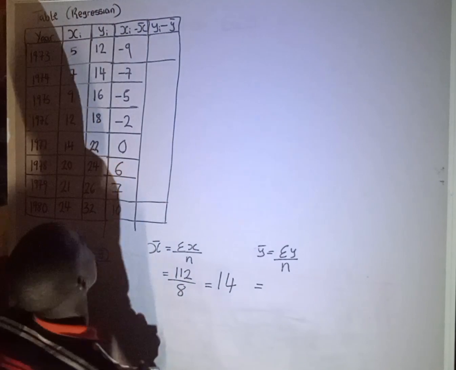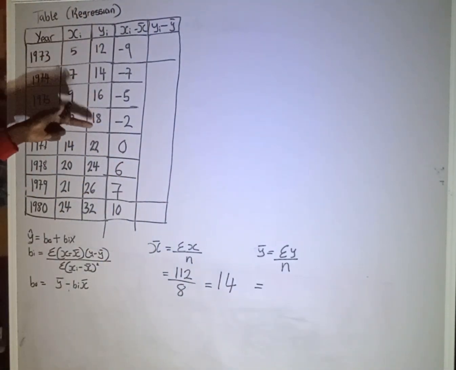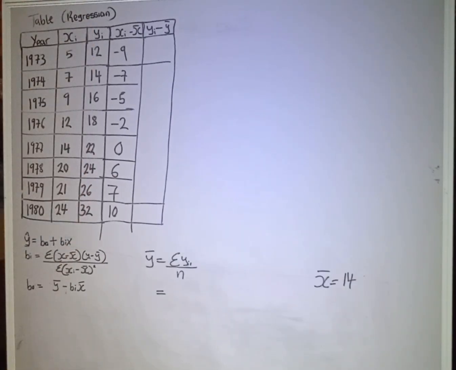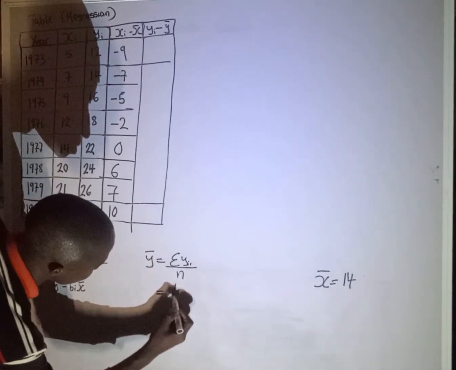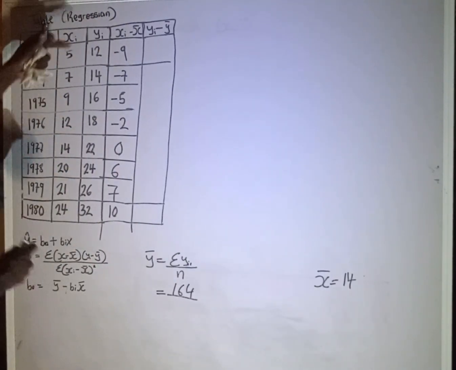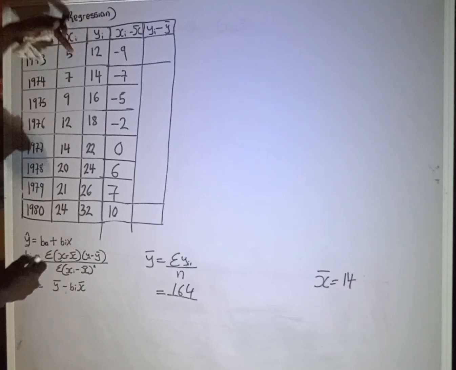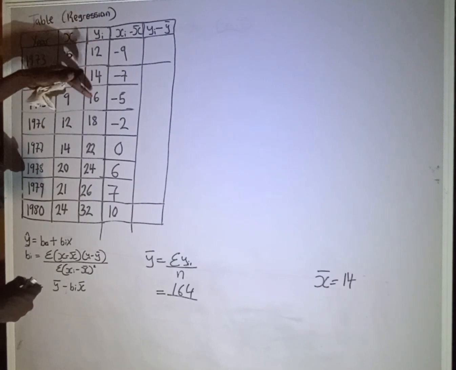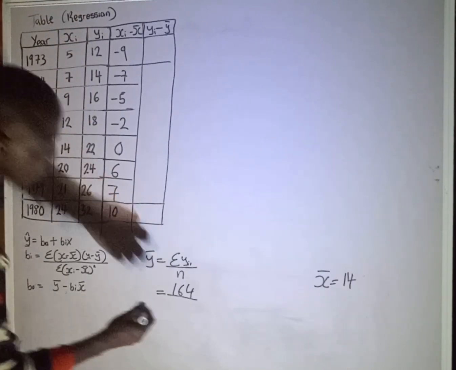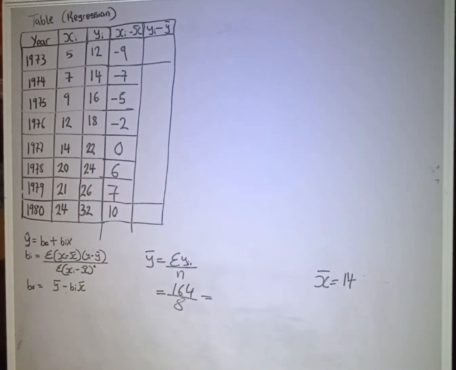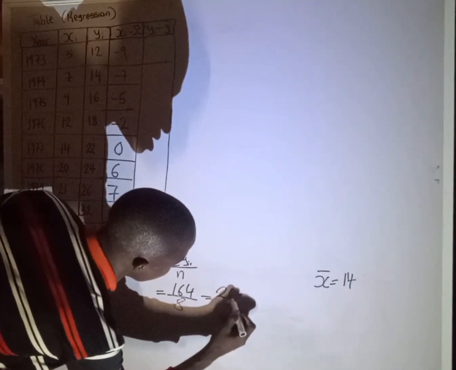So the value will now be the summation of 12 plus 14 plus 16 plus 18 plus 22 plus 24 plus 26 plus 32. When I sum all this together, I got 164, all over n. The value of n is the total count of the numbers, not the sum. We are going to be counting the numbers: 1, 2, 3, 4, 5, 6, 7, 8. So I'm going to be dividing by 8 again. So the mean of y is 20.5.